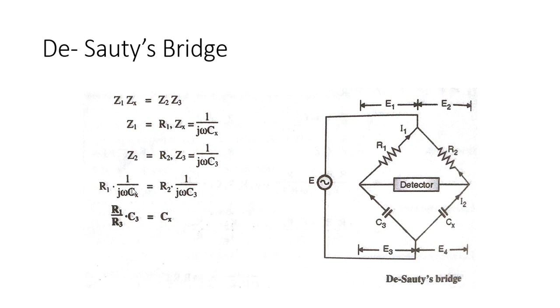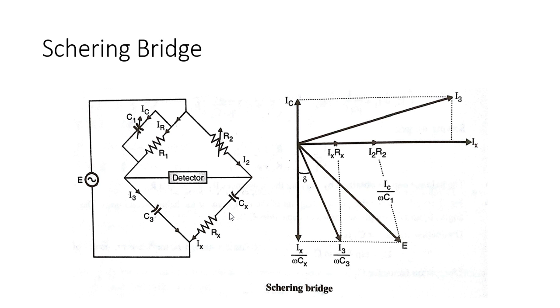Again I am explaining this. If you take Cx to this side and C3 and R2 to the other side, C3 will become the numerator and R2 will become the denominator. There is a printing mistake, so replace this R3 with R2. So this is all about the de Sauty's bridge. Let us move towards the last bridge.